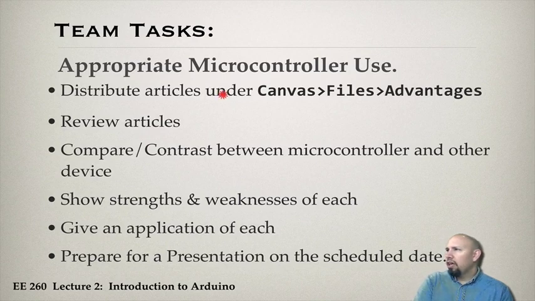So there are files. Each of you have been broken up into your teams, and there are files on Canvas under this directory that you can go and find that list advantages and disadvantages of the Arduino versus some other device. So I want you to distribute as teams. I want you to distribute the articles. I want you to then review the article that you have been assigned by your team. I want you to compare and contrast between the microcontroller and the other device that we're talking about.